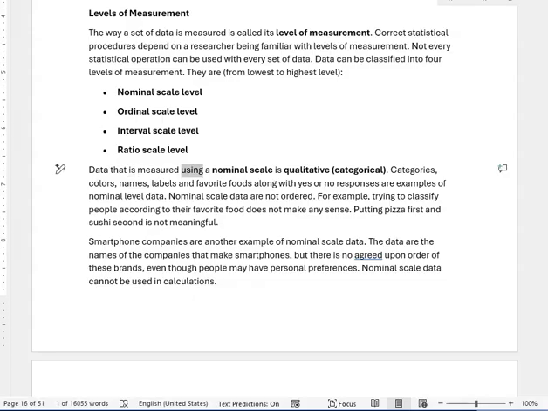Data that is measured using a nominal scale is qualitative, categorical. Categories, colors, names, labels, and favorite foods along with yes or no responses are examples of nominal level data. Nominal scale data are not ordered. For example, trying to classify people according to their favorite food does not make any sense. Putting pizza first and sushi second is not meaningful. Smartphone companies are another example of nominal scale data. The data are the names of the companies that make smartphones, but there is no agreed upon order of these brands, even though people may have personal preferences.